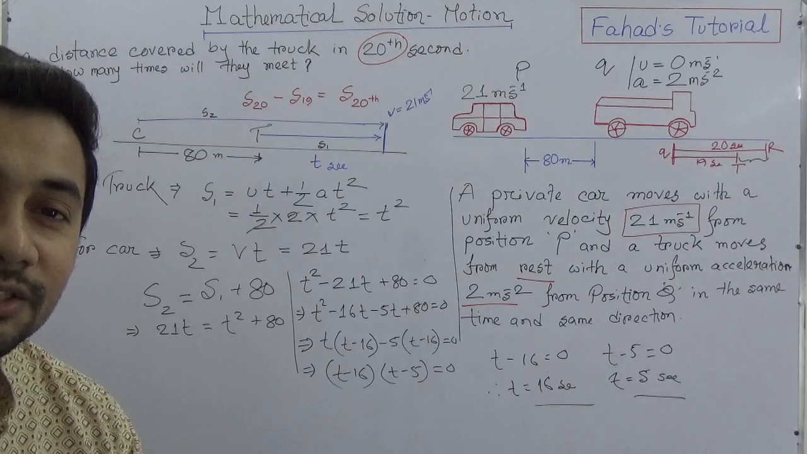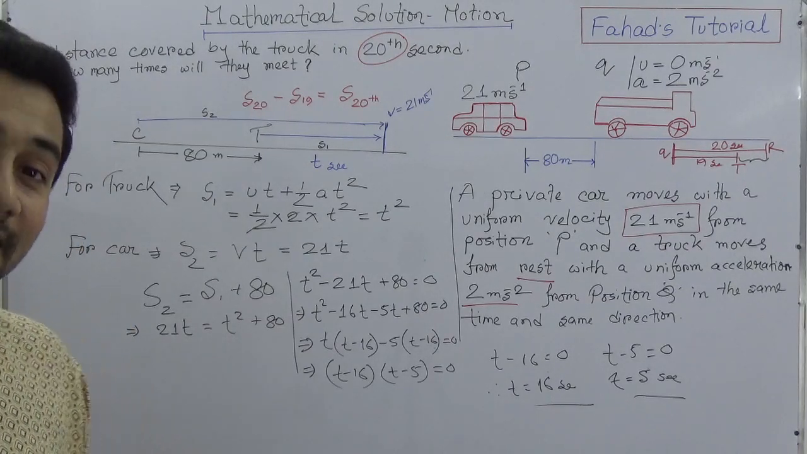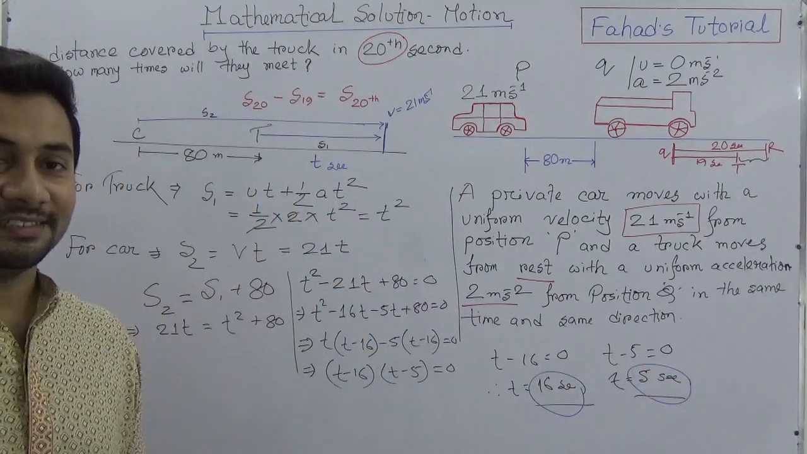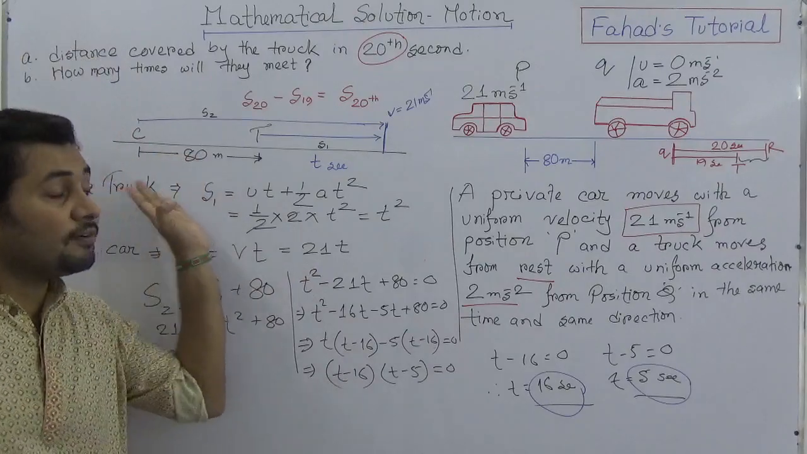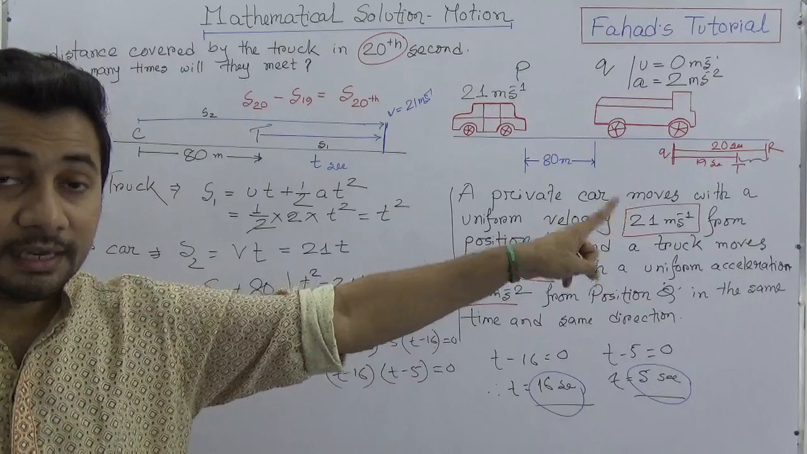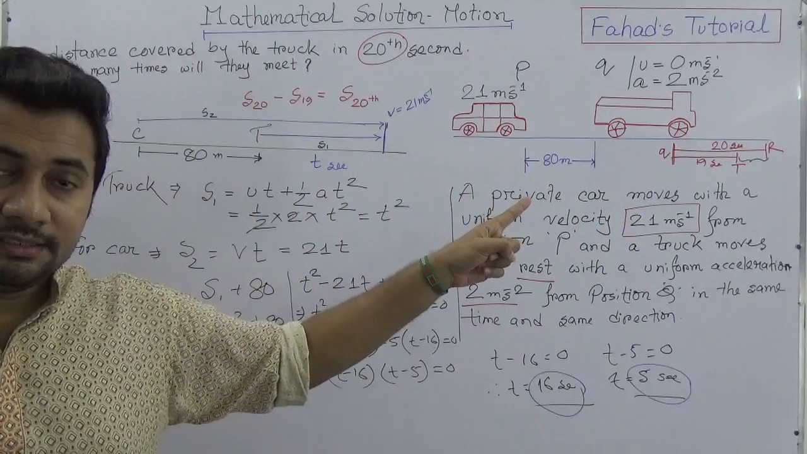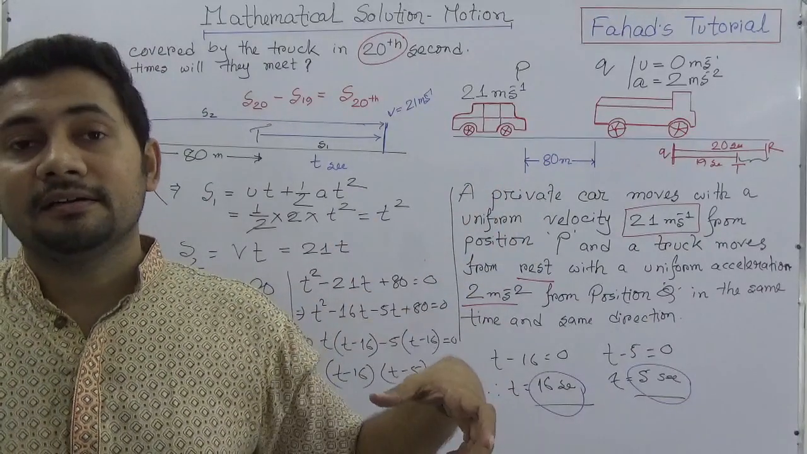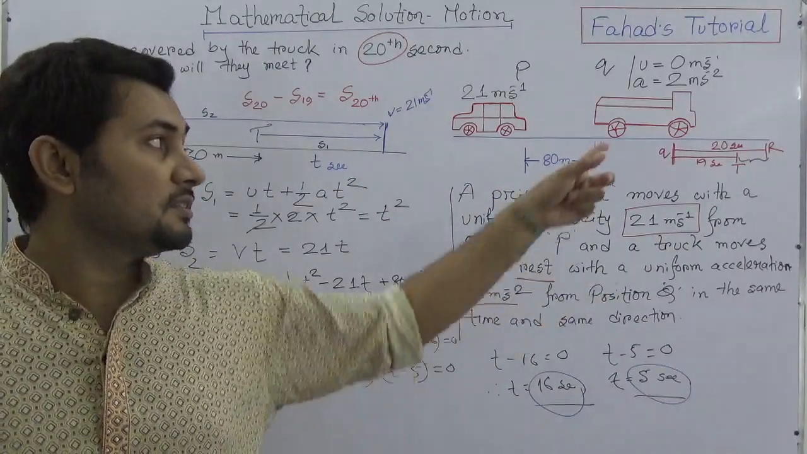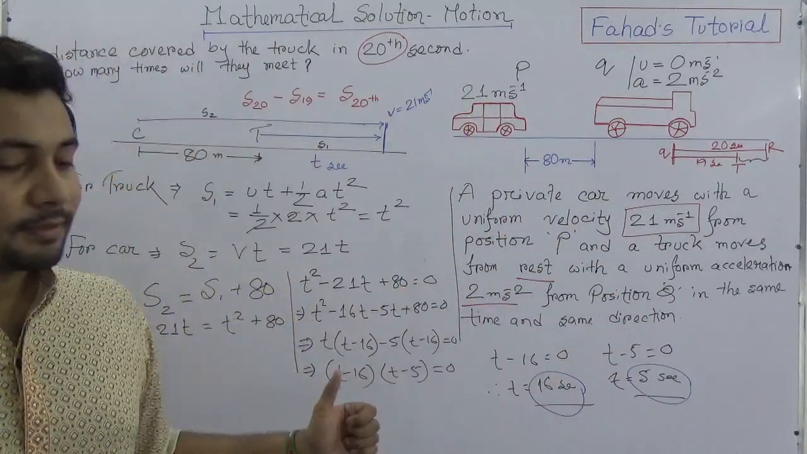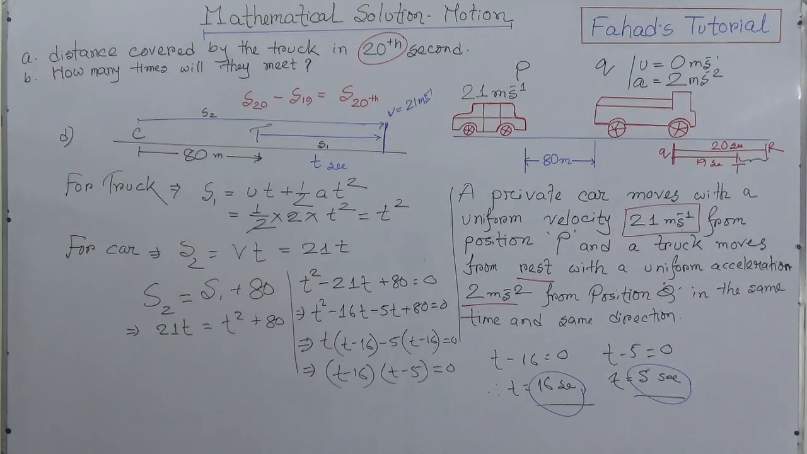So we are getting two times, 16 seconds and 5 seconds, and this is completely logical because after 5 seconds the car will definitely cross the truck, and then after 16 seconds the truck will again cross the car, and then the car will never reach the truck again because the truck is moving with acceleration. I hope you can understand the process of solving this problem.